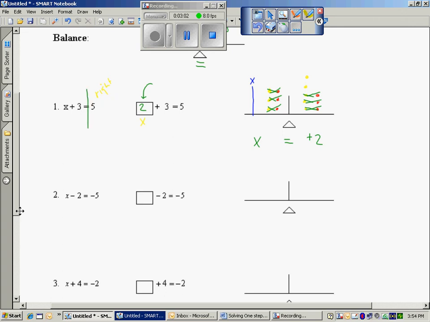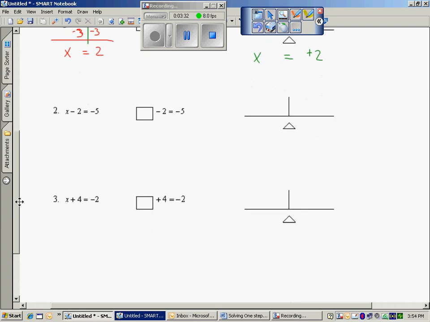Now we need to look at it algebraically. I want x to be isolated. I want x to be all by itself. So I need to get rid of that positive 3. So I'm going to subtract 3 from each side. So when I subtract 3, I must do it to the right-hand side as well. x equals 5 minus 3, which is 2. So there's 3 representations of solving a one-step equation.